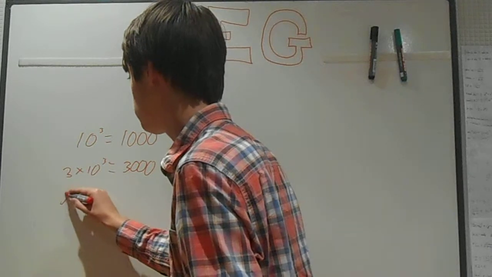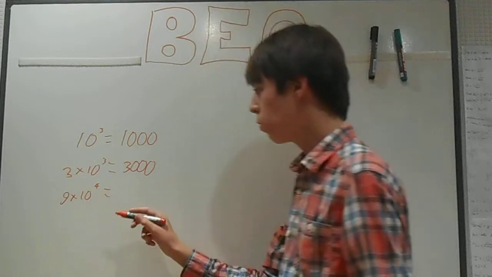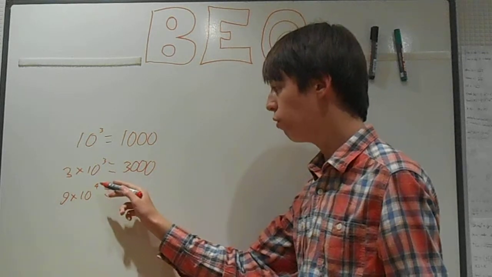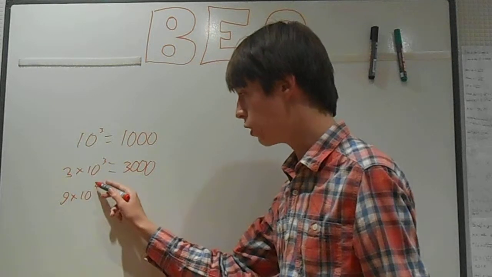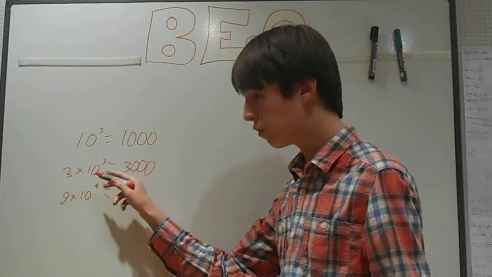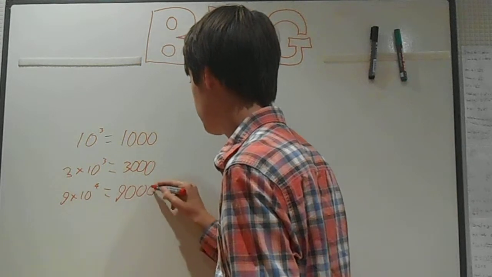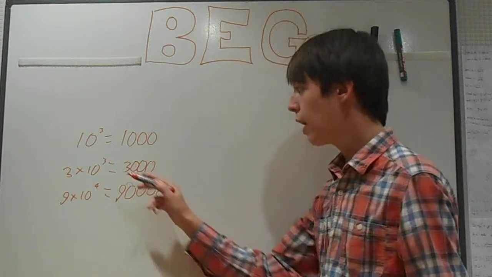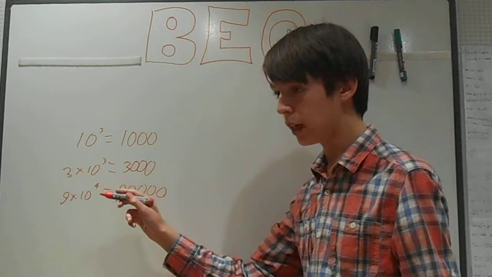What if we had 9 times 10 to the 4, okay? Well, 10 to the 4 is 1 followed by 4 zeros. However, because it's 9 times 10 to the 4, it's actually 9 followed by 4 zeros. And so that is equal to 90,000, okay? And all three of these are examples of standard form notation.